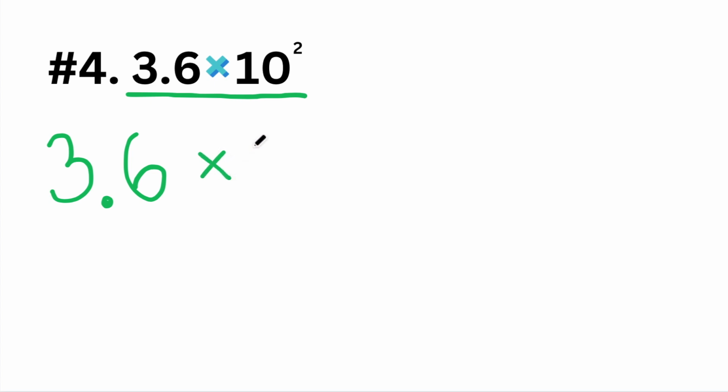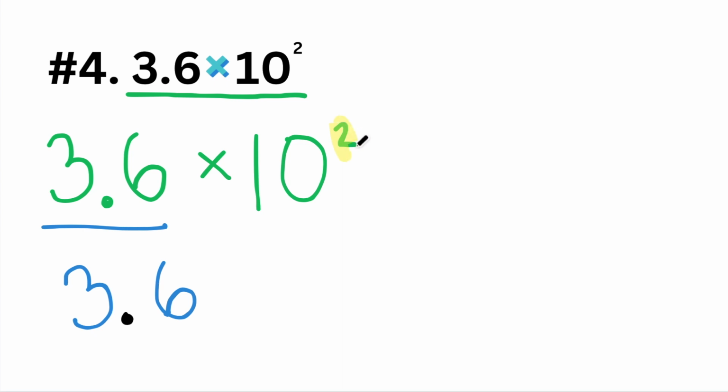Now for the last problem, or not the last problem. For number 4, we once again have a number written in scientific notation. We have 3.6 times 10 raised to the power of 2. So once again, I'm just going to go ahead and write this number a bit larger. As you can see here, I highlighted the exponent 2. I'm highlighting that number because that number tells us how many times we're moving the decimal. So the decimal initially starts between the 3 and the 6.